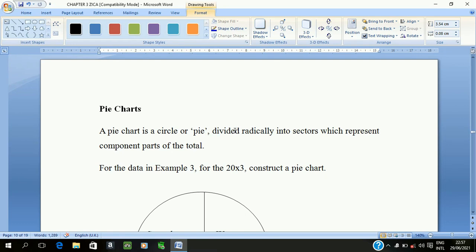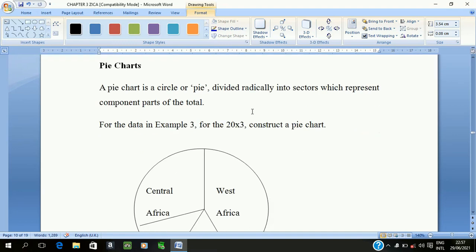The next data presentation method is using a pie chart. A pie chart is a circular chart. The word pie simply means the pies that people used to create. But in those days, pies were made circular. Nowadays, pies are made triangular.